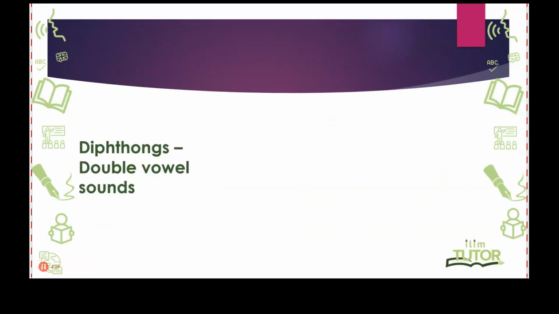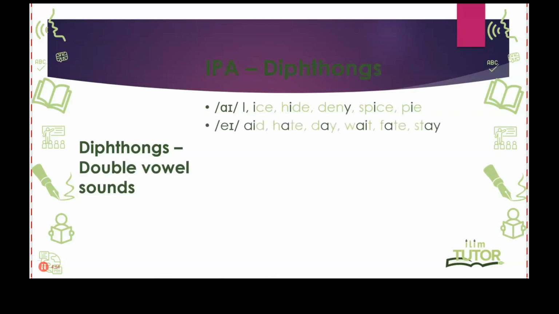Also, you need to remember that in English you have double vowel sounds. They are called diphthongs. So in terms of diphthongs, you have 8 of them. So just to give you some examples, just to remind us of what we are dealing with. The first one is I, which is I for ice and hide and deny. Then we have A, which is aid, hate, day, wait, fate, and stay. Then you have oi, which is as in oil, choice, toy, and joy, and boy.